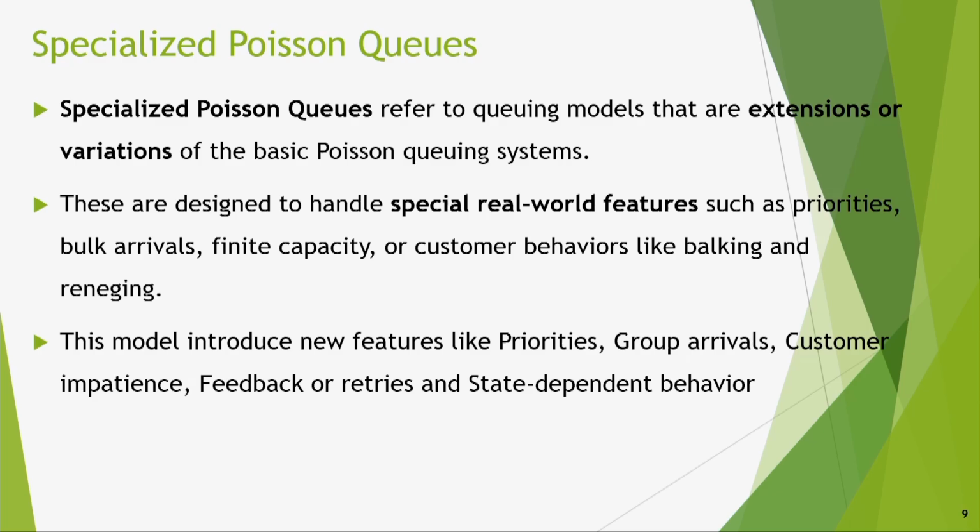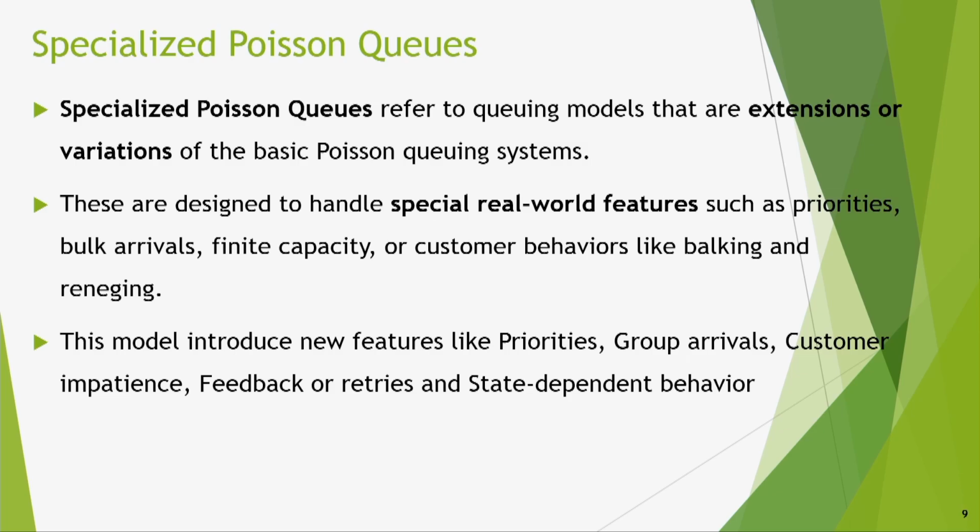Now let us discuss some specialized Poisson queues also. Specialized Poisson queues refer to queuing models that are extensions or variations of the basic Poisson queuing systems. These are designed to handle special real-world features such as priorities, bulk arrivals, finite capacity, or customer behaviors like balking and reneging. I have already told these terminologies, that means customers may join but they may leave. Sometimes customers, seeing the length of the queue, may not join.